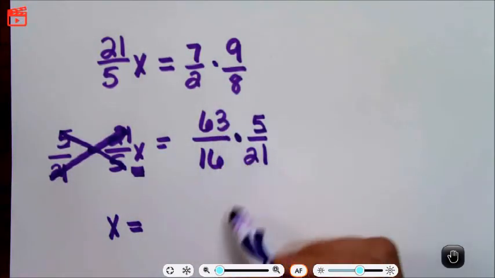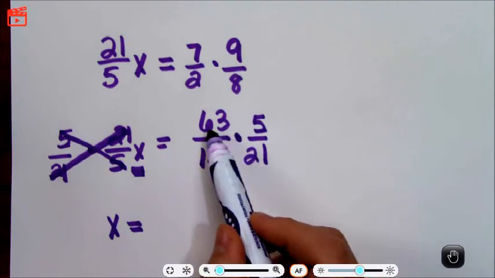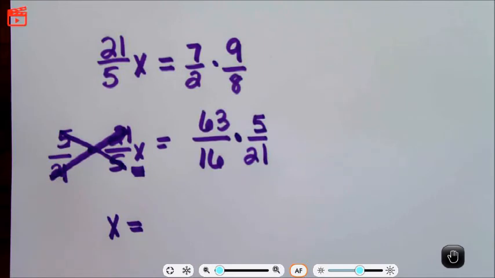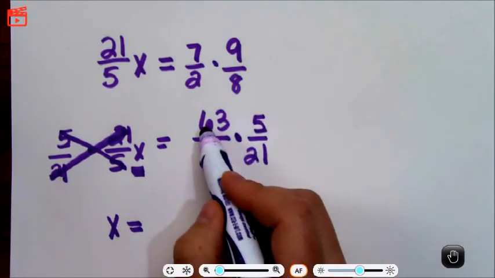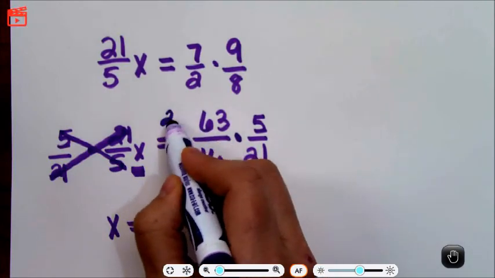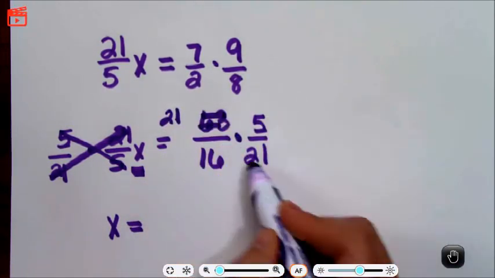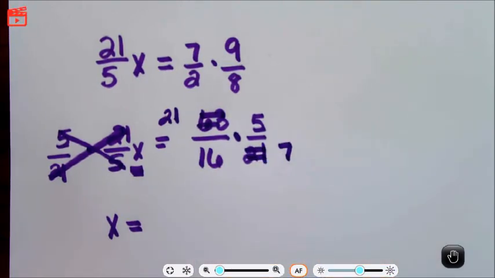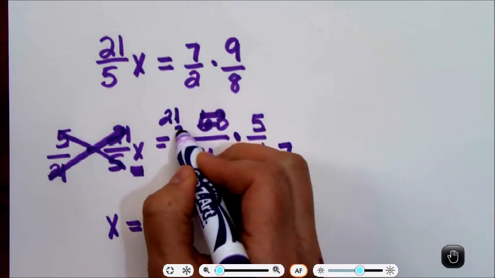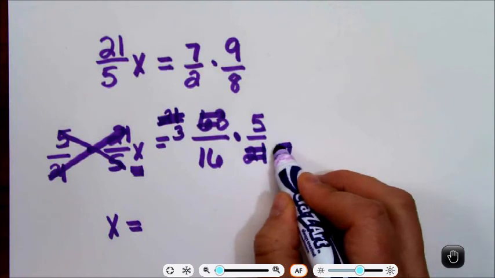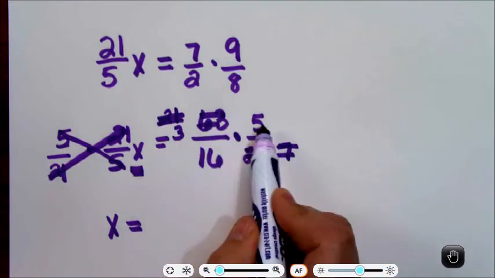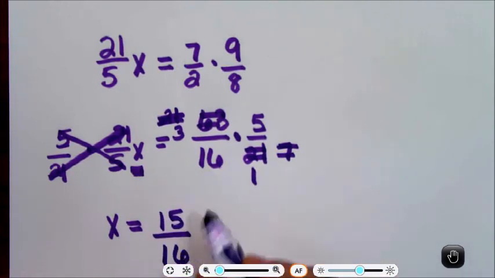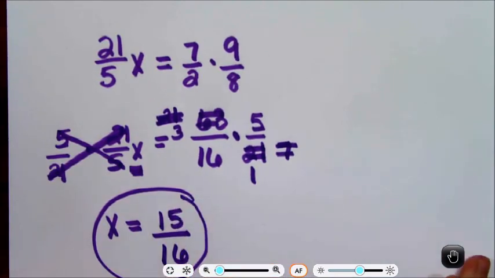We're going to make this a little smaller. Let's just start with 3. That's the simplest way to simplify this. So 3 goes into 63 21 times. 3 goes into 21 7 times. But I can simplify that even further, correct? Because 7 goes into 21 3 times. 7 goes into 7 1 time. 3 times 5, 15. 16 times 1 is 16. So our answer is x equals 15 over 16.